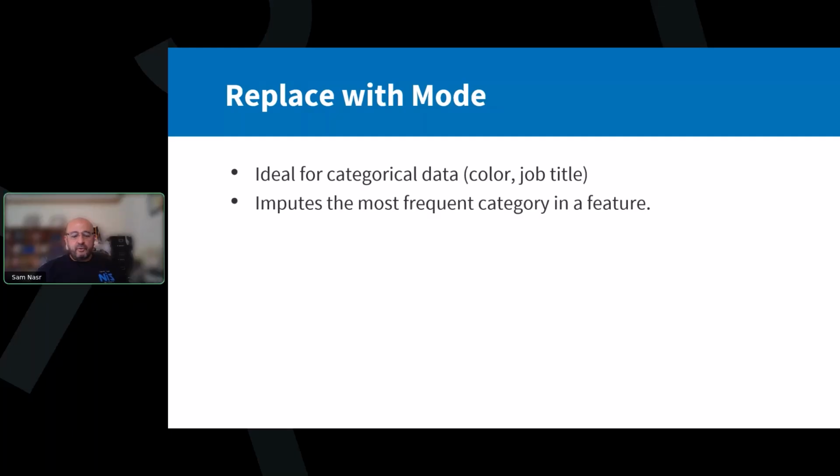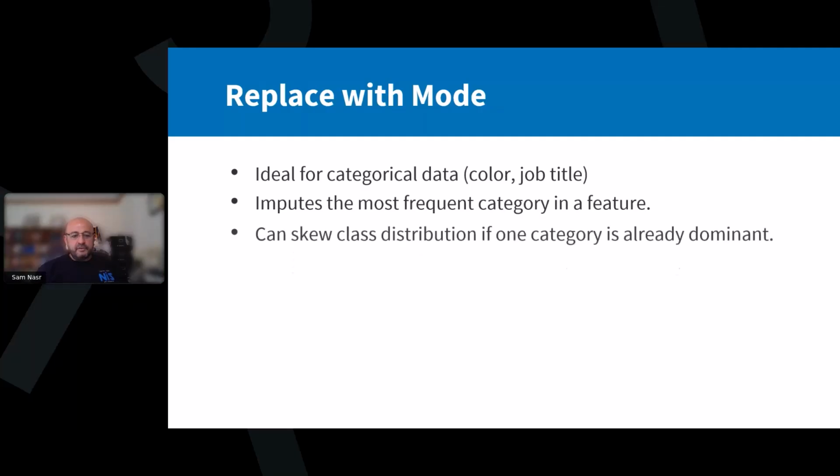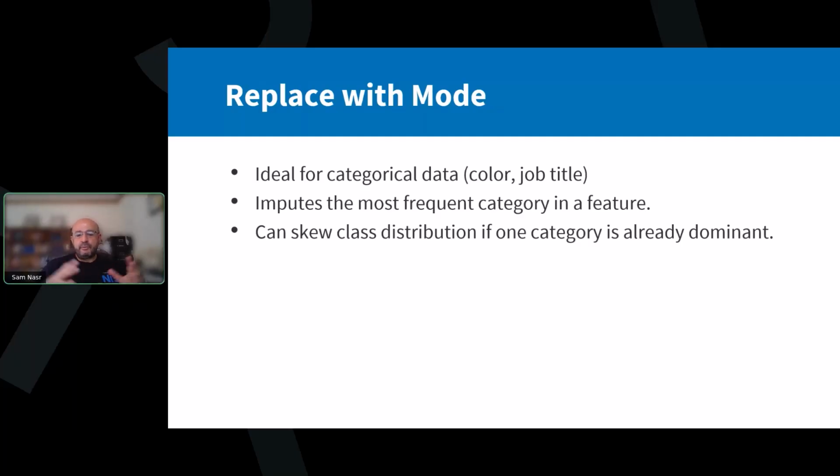And I would impute the most frequent category, meaning the one that is used often. So this can also skew the distribution if you have one category that is already dominant. Because one category is dominant, I am not equally representing all the other categories. I am simply plugging in the value that is repeated most often.